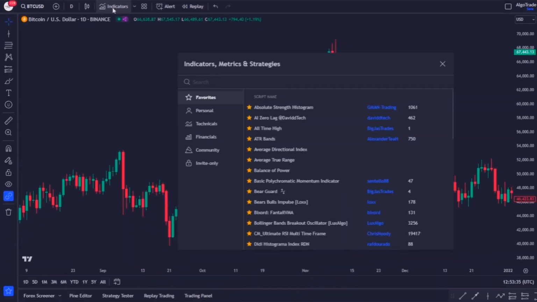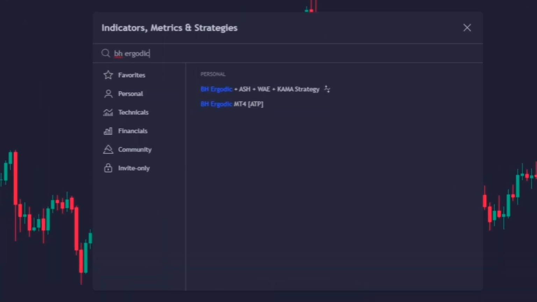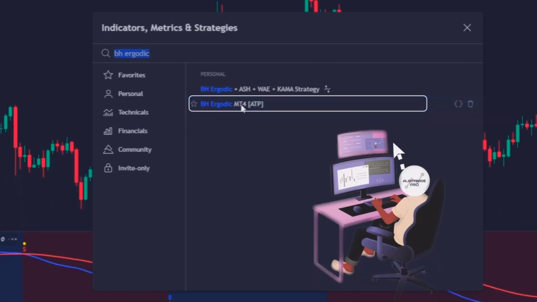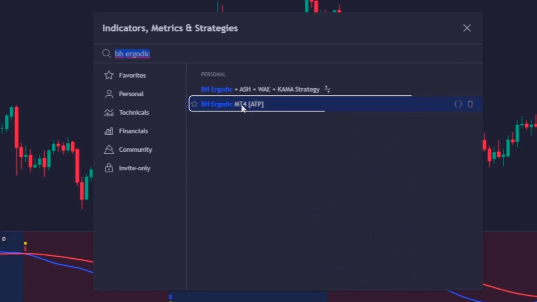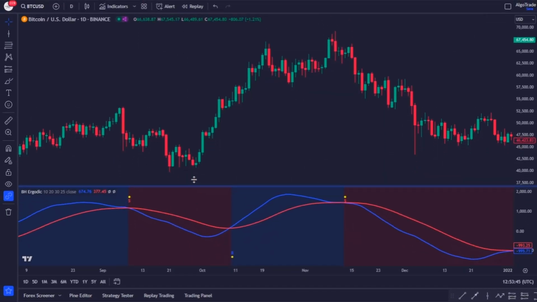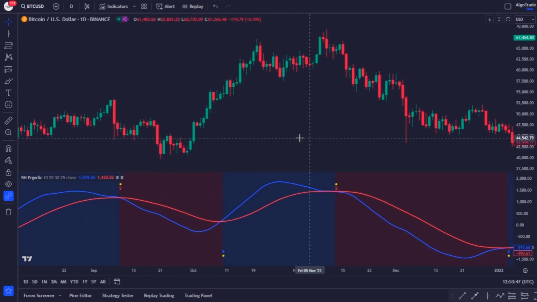First, click on Indicators, then type BH Ergodic, and the only option you will find is this one coded by me. I didn't publish this indicator on TradingView, but you can also use it and without any costs.